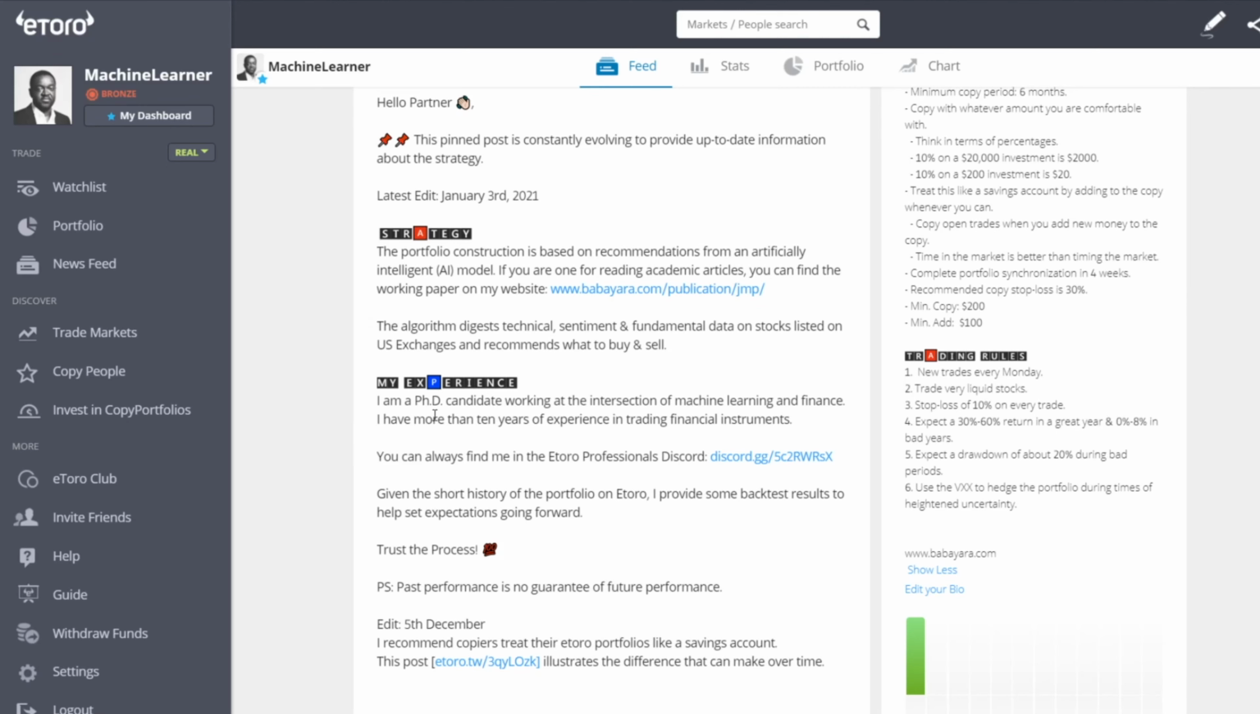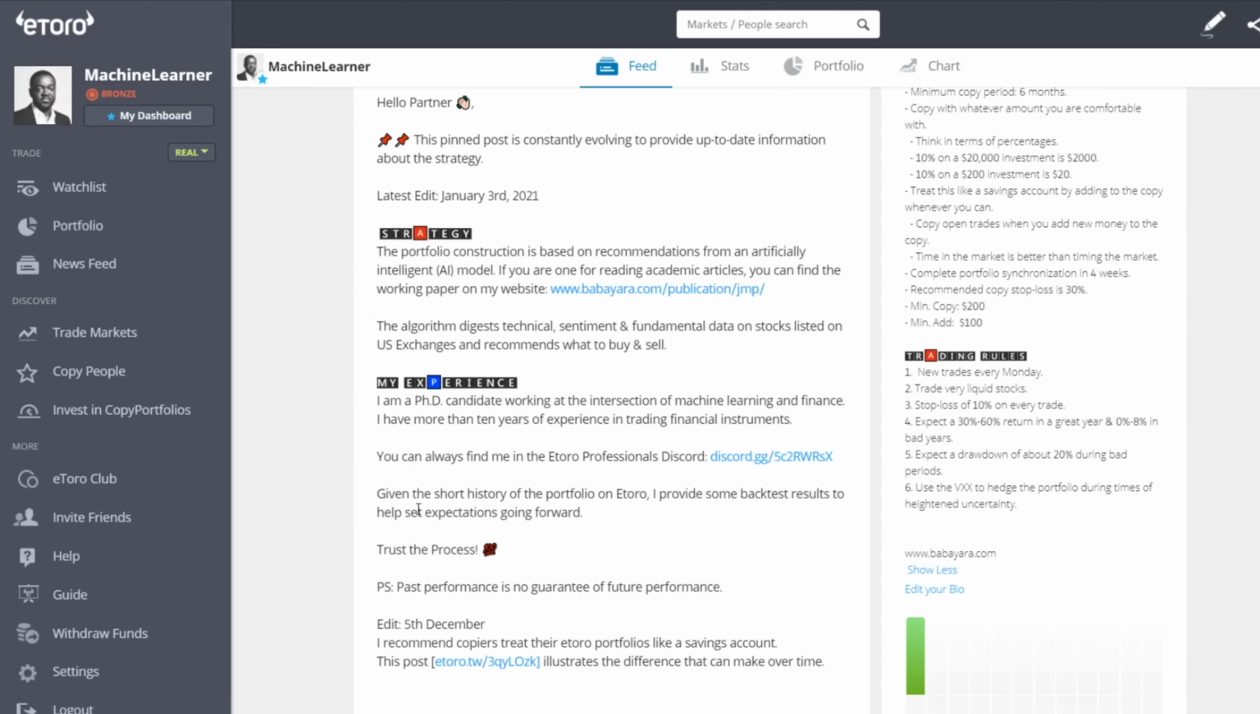What's my experience? So I'm a PhD candidate working in the intersection of machine learning and finance. I have more than 10 years of experience trading financial instruments of all kinds. And if you have very specific questions, you can always catch me in the eToro Professionals Discord. So the link is on my eToro page.